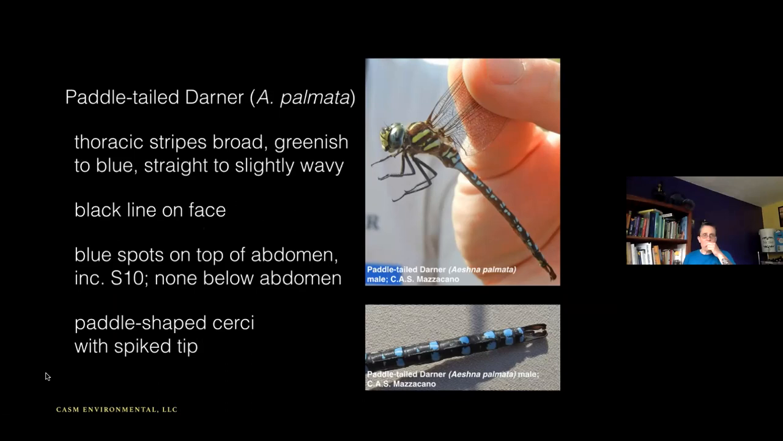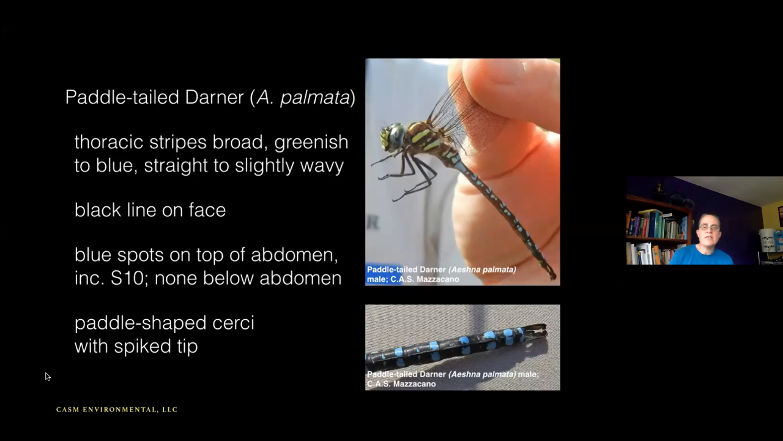There's a narrow, fine, straight black line on the front of the face. This is diagnostic as well. And there are pairs of blue spots on top of every segment of the abdomen, including the last one, S10. So if you look at the lower photo, you see those almost squarish looking dots in pairs. You don't see the whole abdomen there, but boop, boop, boop, boop, all the way back. They're kind of narrow at the very end at the 10th abdominal segment. And then you see those broad cerci that are coming off of the tip. So the shape of the cerci is also diagnostic.